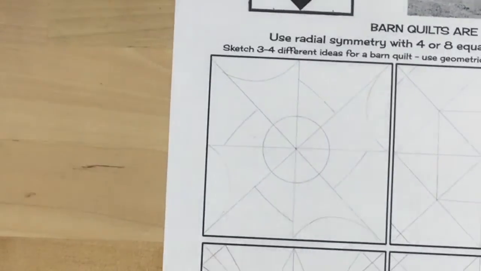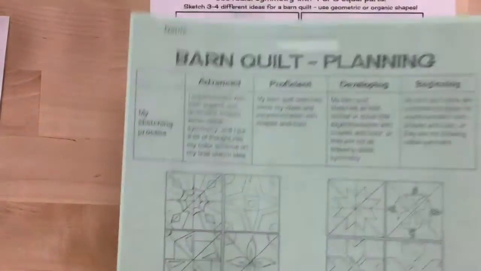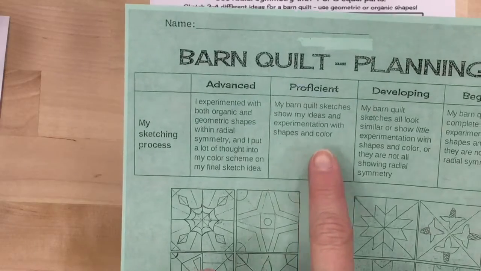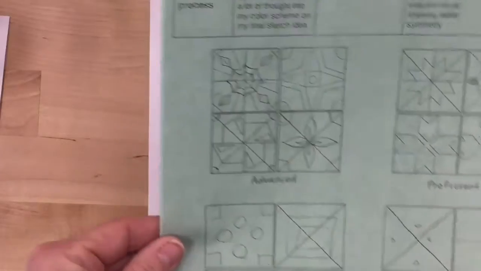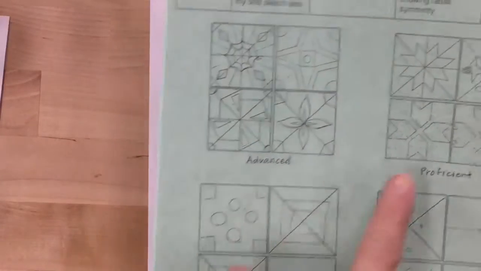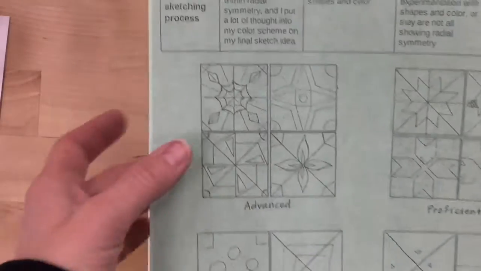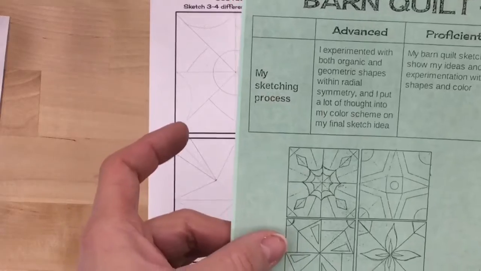As you work, continue to check the green rubric. Read Proficient. My barn quilt sketches show my ideas and experimentation with shapes and colors. Here I've shown you examples of what 4 proficient ideas look like, developing and beginning as well. Or if you think you're advanced, read the advanced category and compare your project against the rubric.